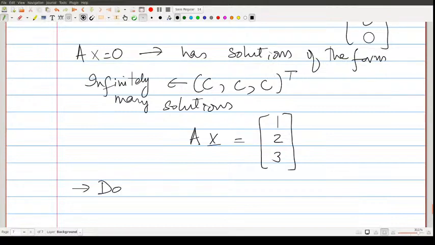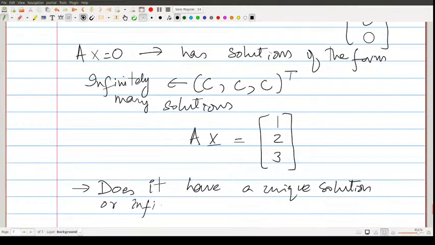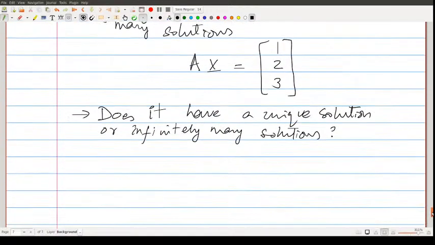The question is, does it have a unique solution or infinitely many solutions, right? That's the question that I want to ask. Now let's see what happens. When will it have, let's take -4, so 4 - 4, 0, right?